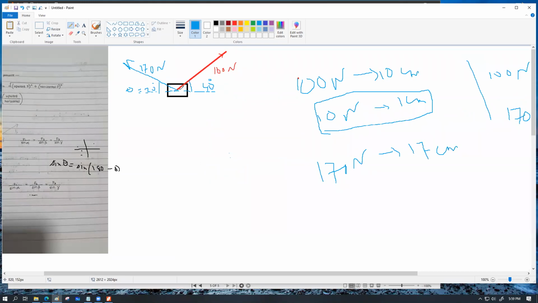If I represent these forces exactly the way they are given to me, the 100 Newton force is making a 40 degree angle with the horizontal, and the 170 Newton force is producing some force. So we have 170 Newton working over here. One of the ways we can approach this problem is, let's say we first draw a line that is exactly parallel to this line and of exactly this length.